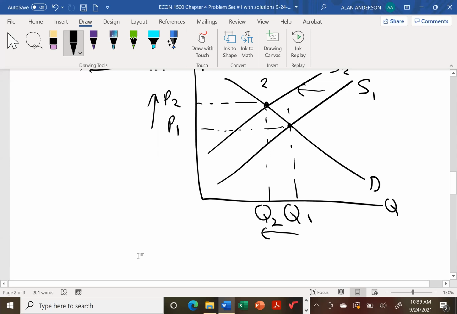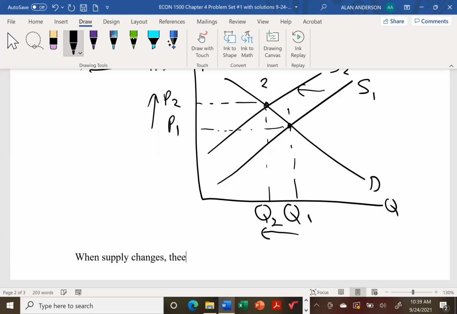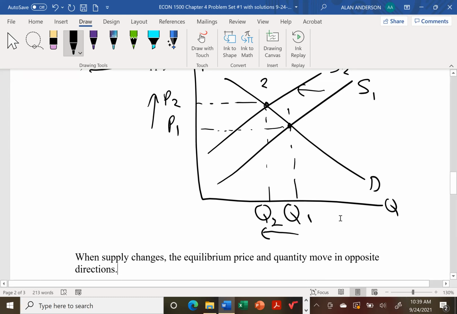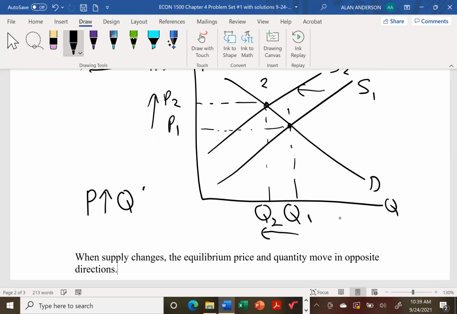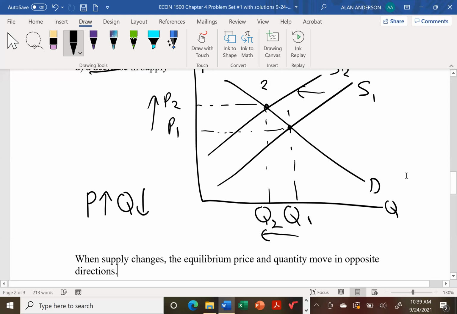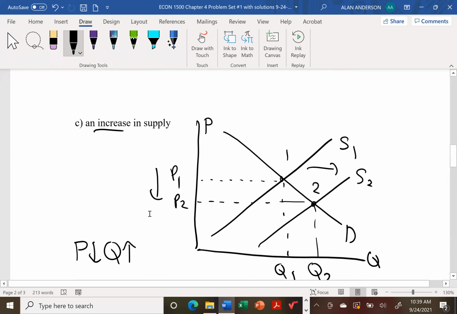So just to summarize this one, when supply changes, the equilibrium price and quantity move in opposite directions. Okay, unlike demand, where they both go in the same direction, in this case, they're going in opposite directions because the price went up and the quantity went down. All right, whereas up here, it was the other way around. So those are our 4 basic cases.